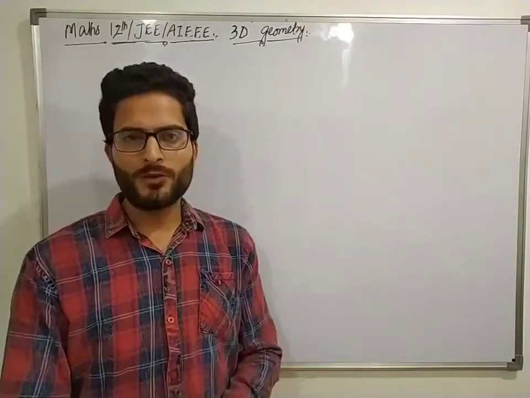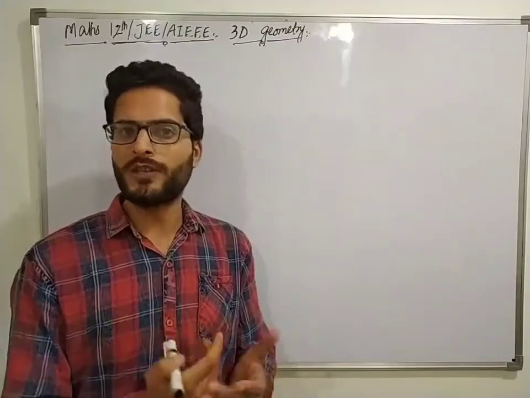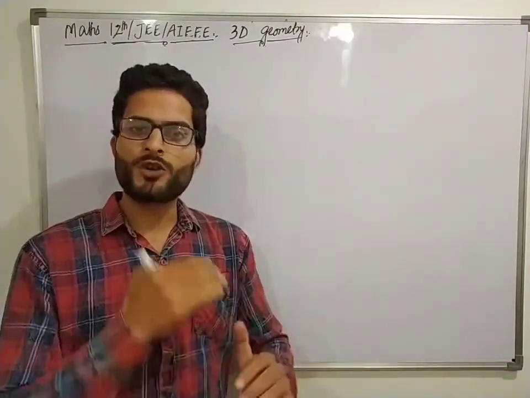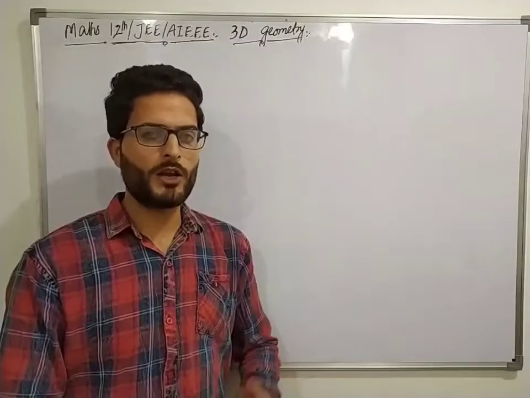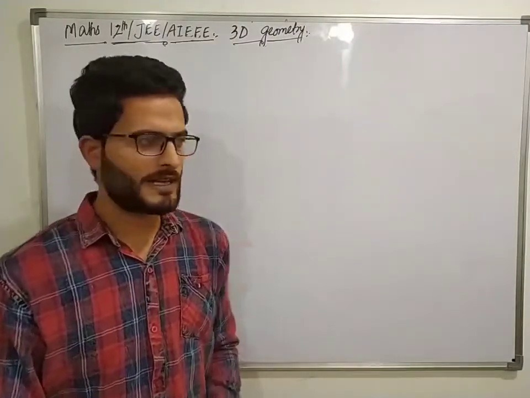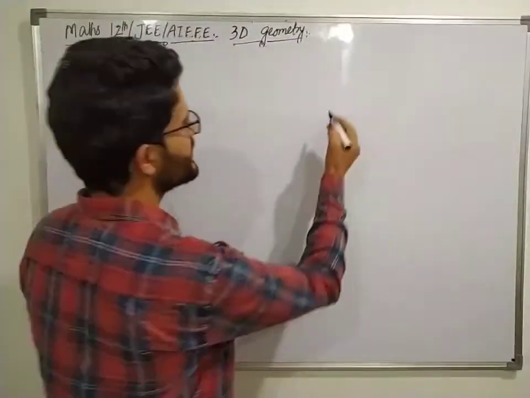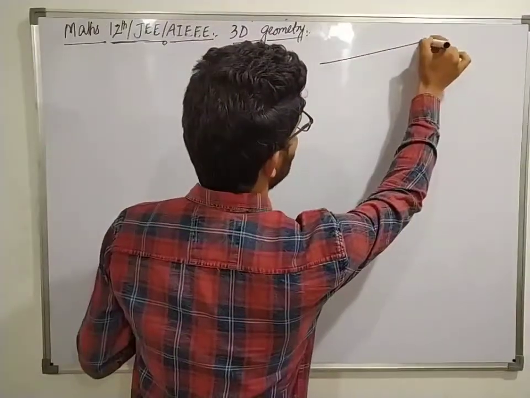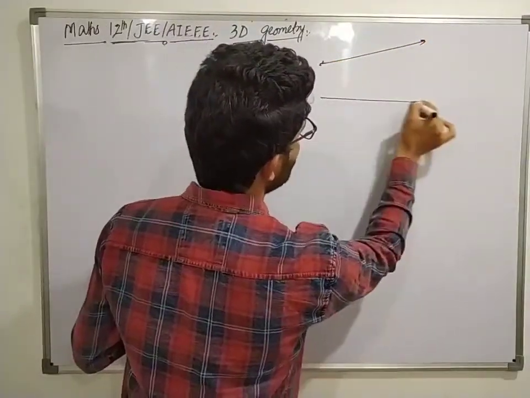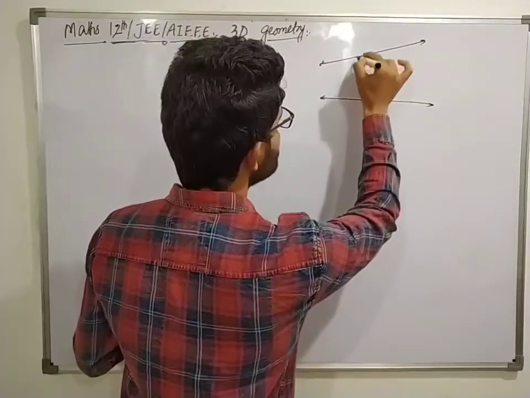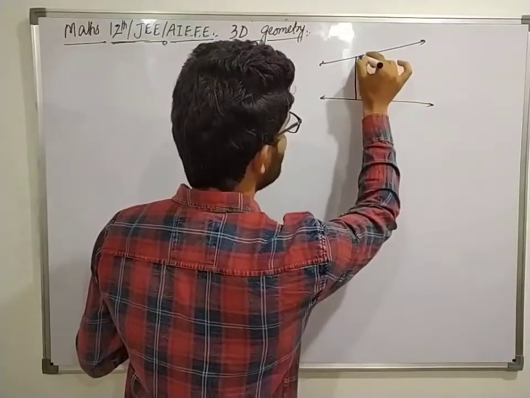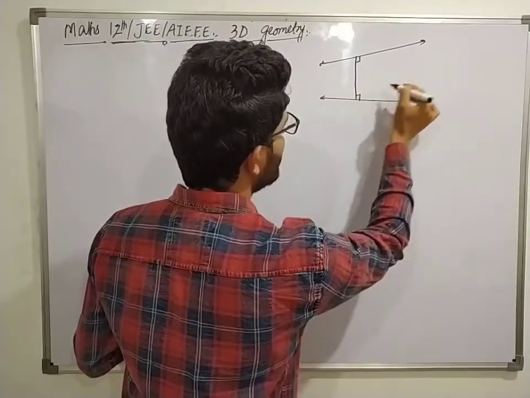In the previous class we discussed the shortest distance between two skew lines. The concept of skew lines, what they are and how to calculate the shortest distance between them, we deduced in the previous class. Means if you have two skew lines, line first like this and line second like this, then there exists a unique line segment which is perpendicular to both L1 and L2.